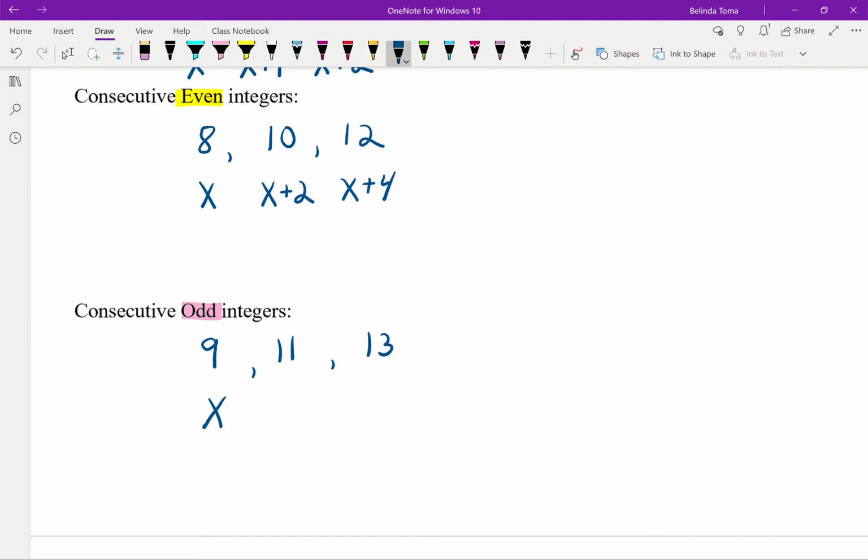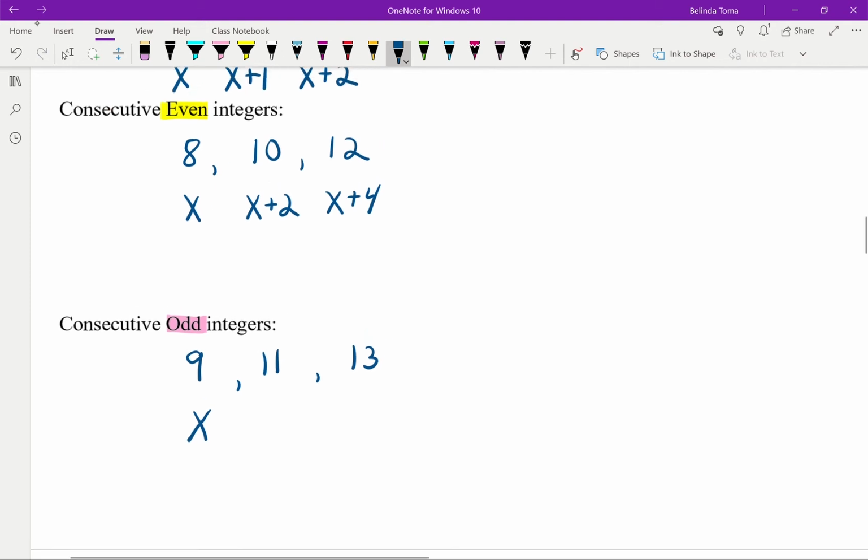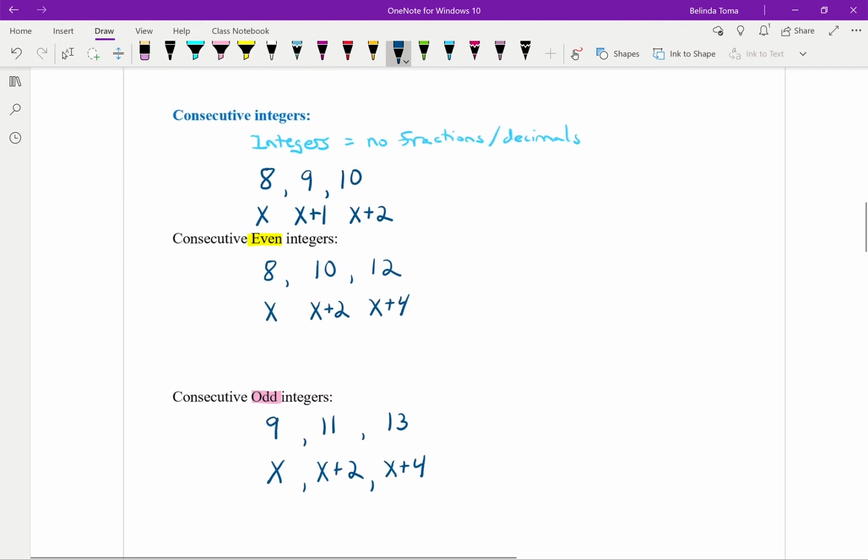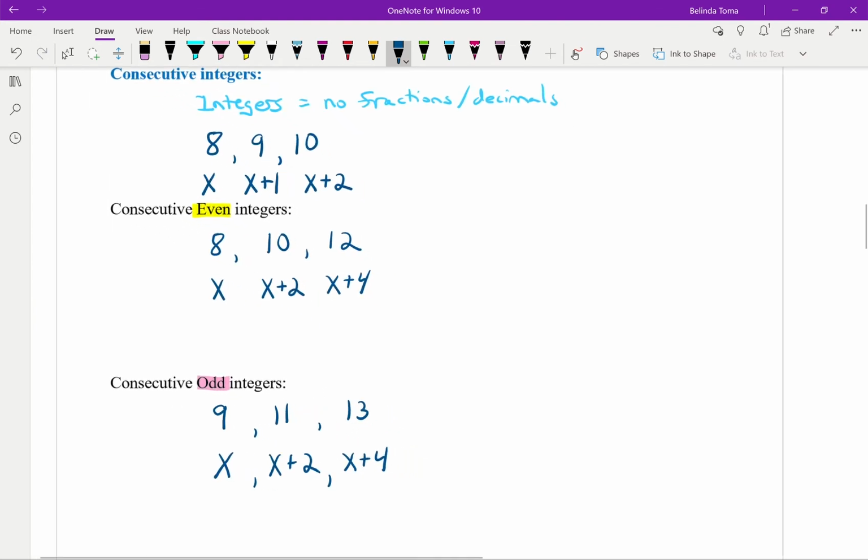But if you're starting with 9, think about what number would you add to 9 in order to get 11? Well, that's going to be a 2. So we would use x, x plus 2, and then to get to 13, we would add 4. And again, if we had a fourth number, it would be x plus 6, etc. All right, so that's a little intro into consecutive integers, consecutive even integers, and consecutive odd integers.